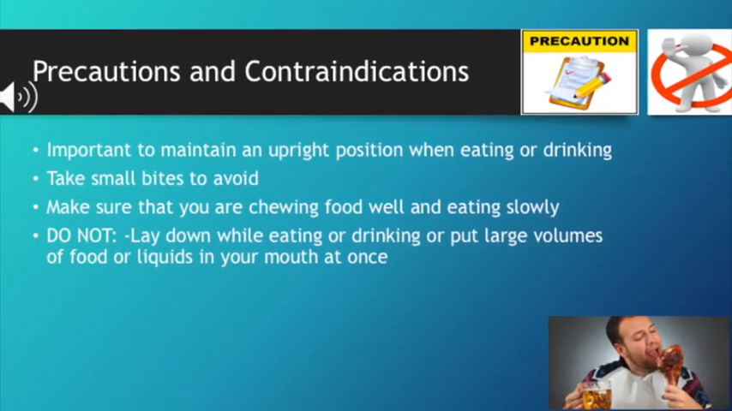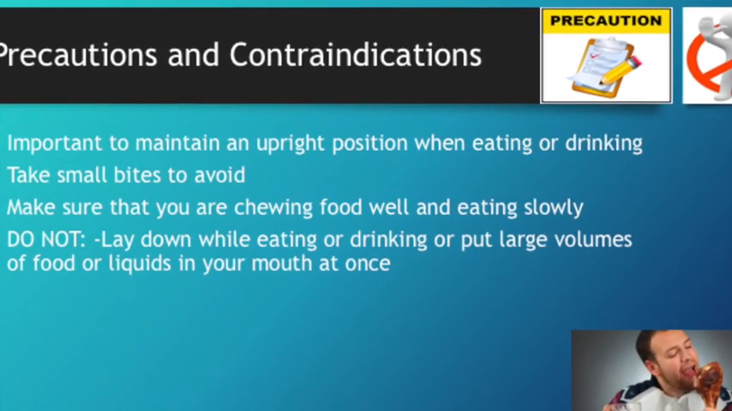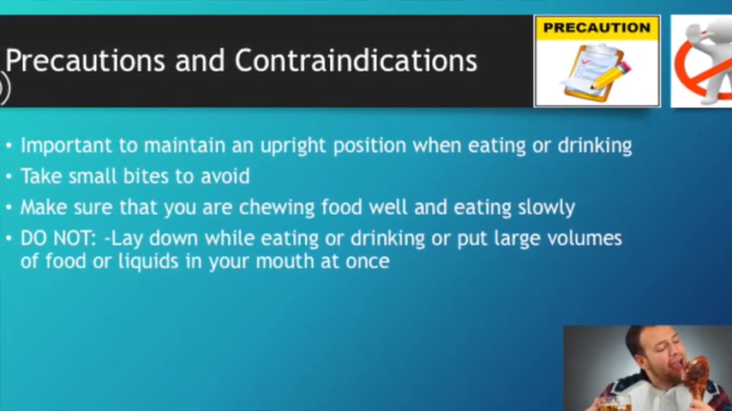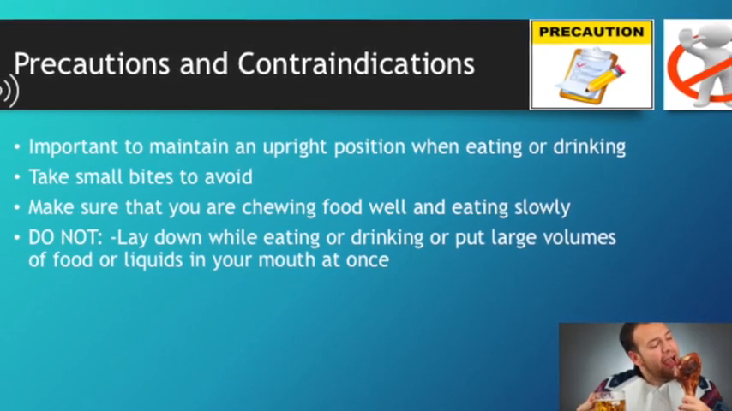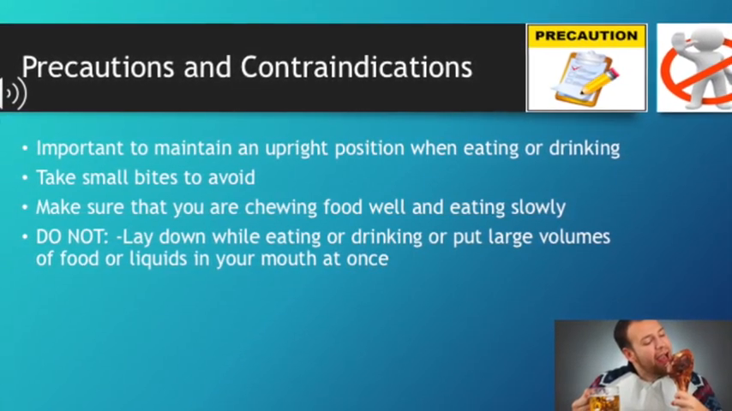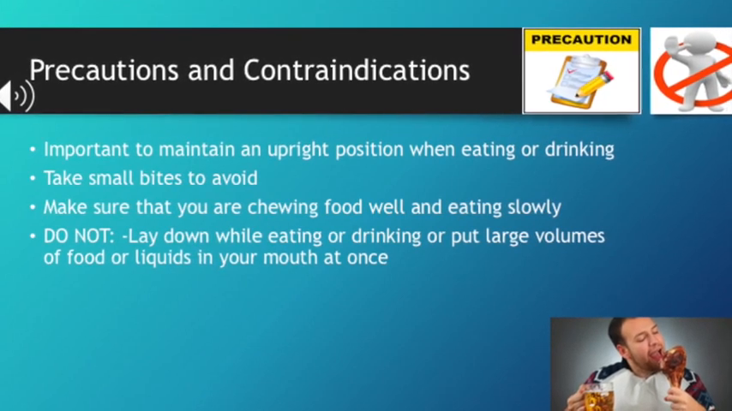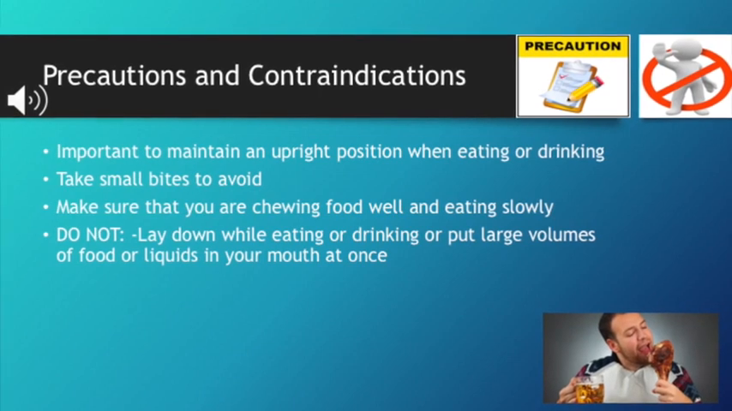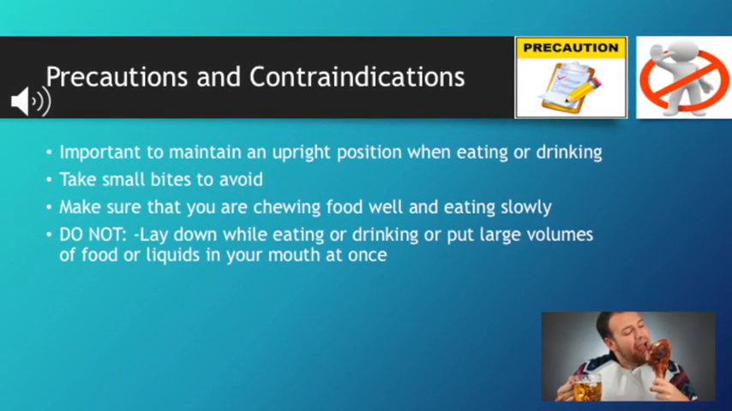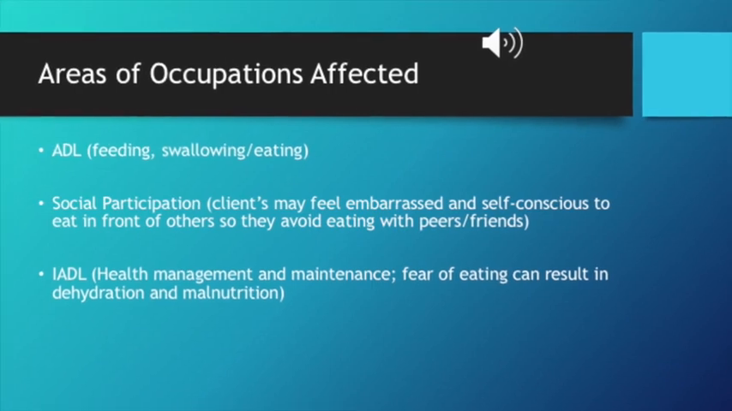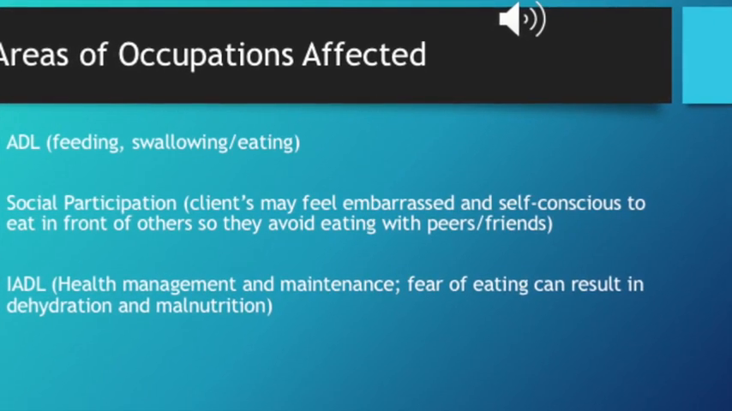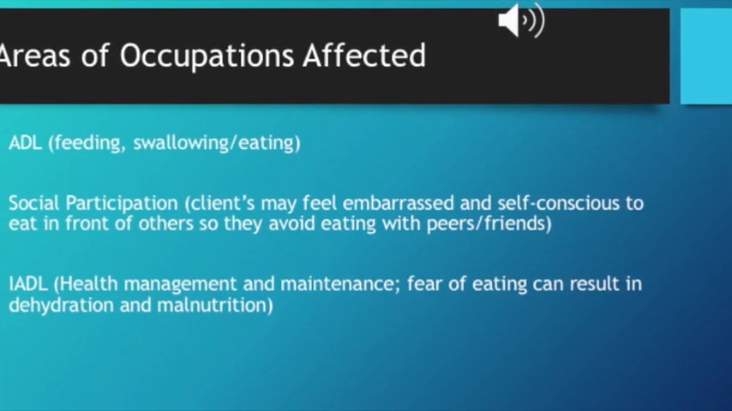Some precautions and contraindications for individuals with dysphagia would be that it's important to maintain an upright position when eating or drinking, taking small bites to avoid choking, making sure that you're chewing food well and eating slowly, and you are to absolutely not lay down while eating or drinking or put large volumes of food or liquids in your mouth at once.